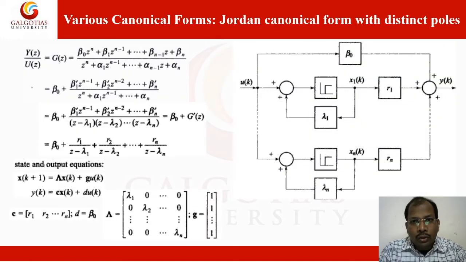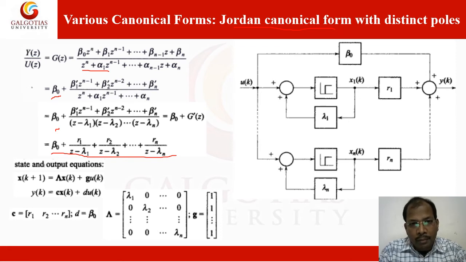Now we are going to Jordan canonical forms with distinct poles, meaning all the poles are different. So here, for the distinct poles case, they have given the transfer function. We have to consider that both are of the same order. So we have to reach a partial fraction form. We have to calculate beta naught, and we have to apply the partial fraction. We have to equate A, B.